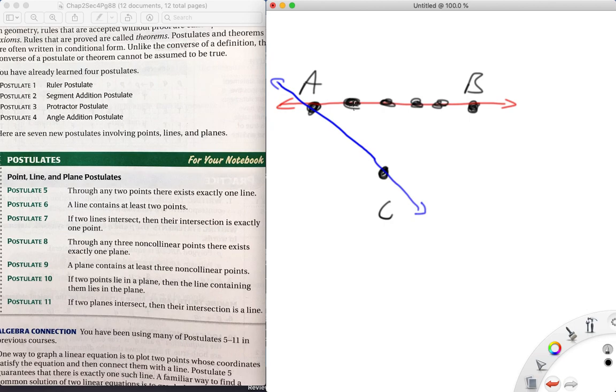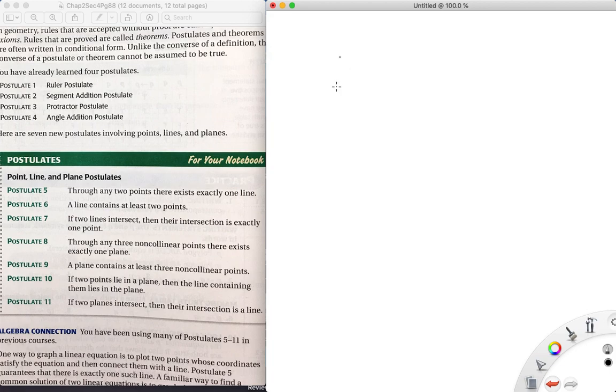If two lines intersect, they intersect at exactly 1 point. So here's postulate 7. I have a line L. I have a line M. Two lines will always intersect only at 1 point. Call that point P. Two lines intersect to form 1 point.